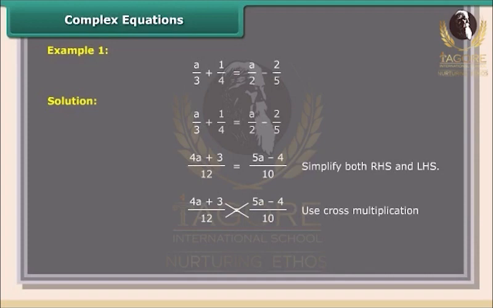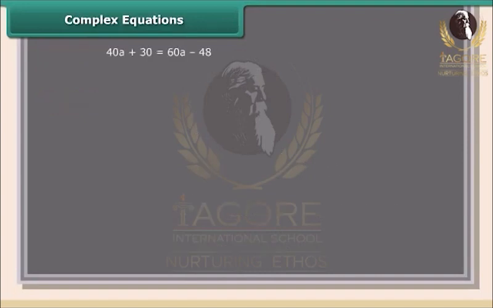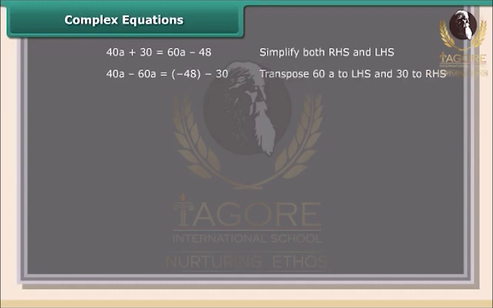(4a + 3)/12 = (5a − 4)/10. Use cross multiplication. 10 × (4a + 3) = 12 × (5a − 4). 40a + 30 = 60a − 48. Simplify both RHS and LHS. 40a − 60a = −48 − 30. Transpose 60a to LHS and 30 to RHS.